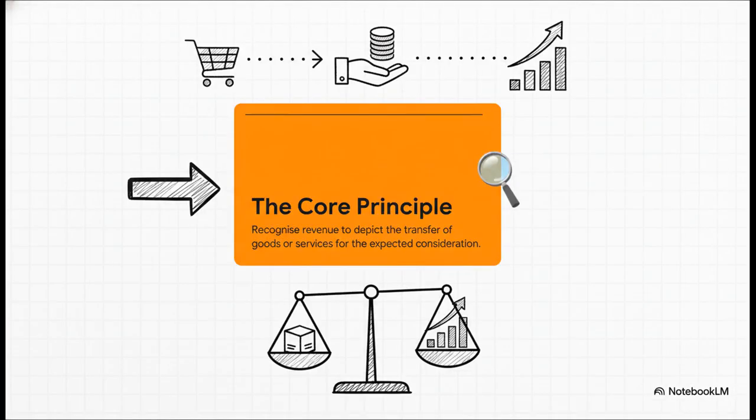And this whole massive standard boils down to one single core principle. It says a company should recognize revenue to show the transfer of goods or services for the amount it expects to get in return. In other words, the revenue you report has to tell the true story of the value you've actually delivered. It's all about faithful representation.